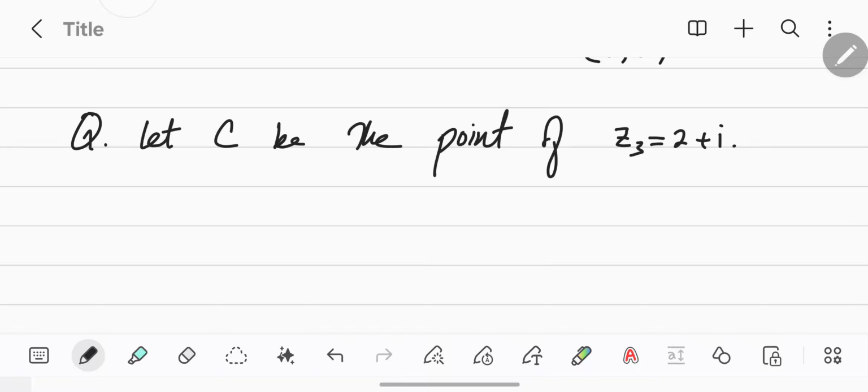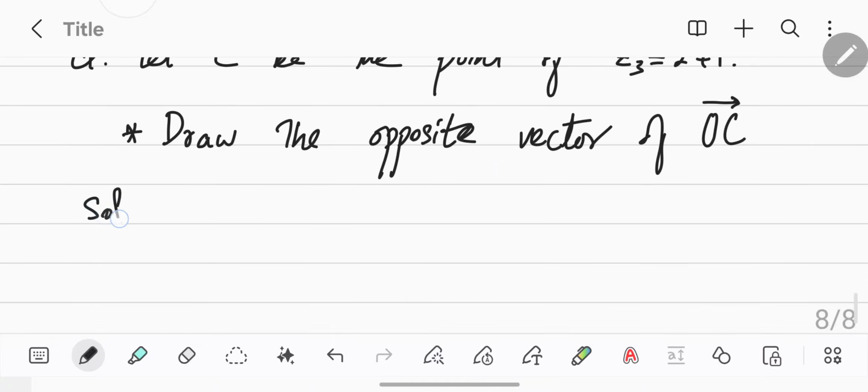So let's do another question. Let C be a point represented by this Z3, and we are asked to draw the opposite point of this C, okay? Sorry, we are asked to draw the opposite vector of OC, right?